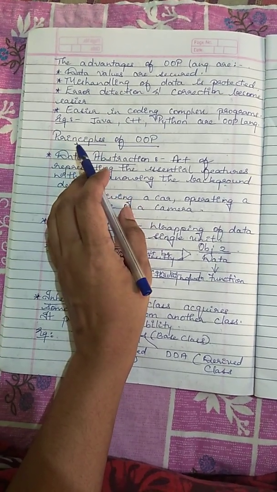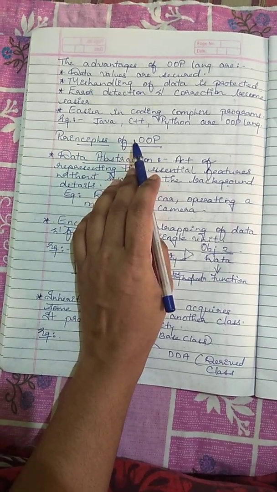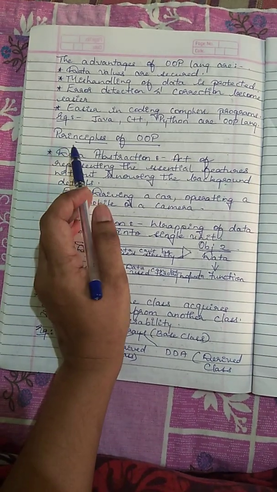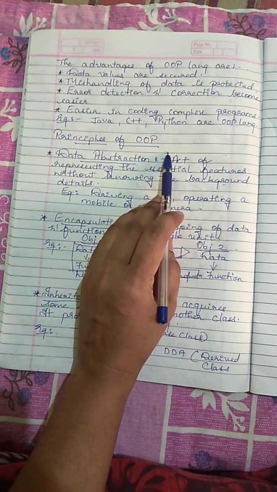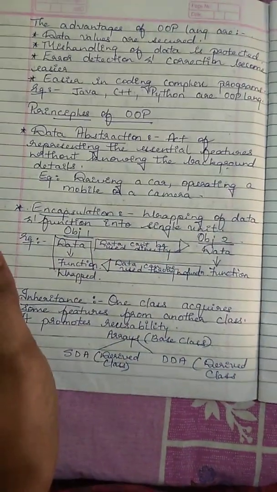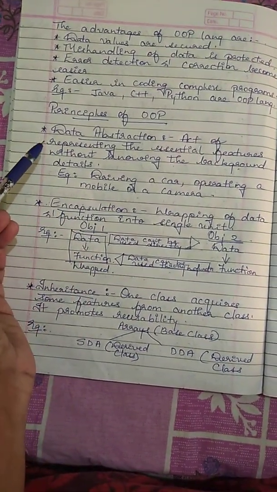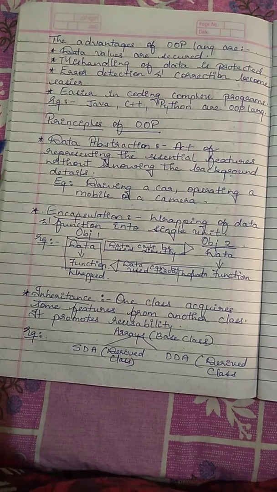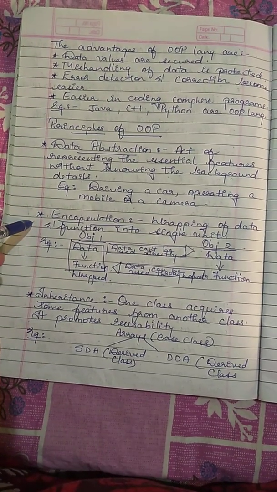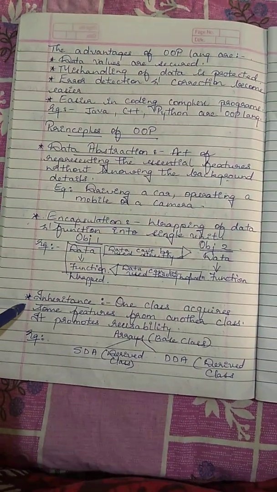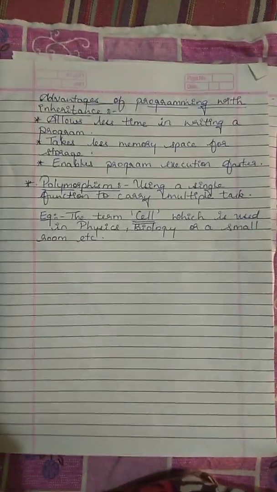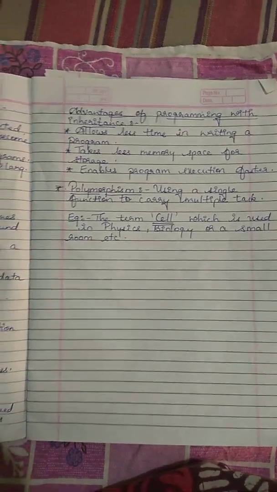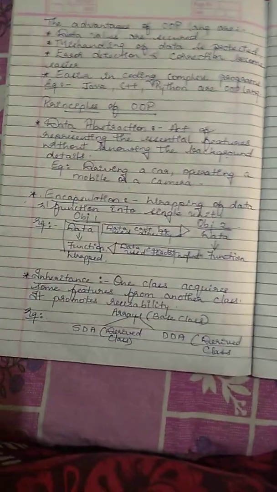Now I'll just continue with the remaining part of unit 1, that is related to the topic of principles of OOP. The first principle is data abstraction, the second principle is encapsulation, the third principle is inheritance, and the last one is polymorphism. Okay, so let us start with data abstraction.